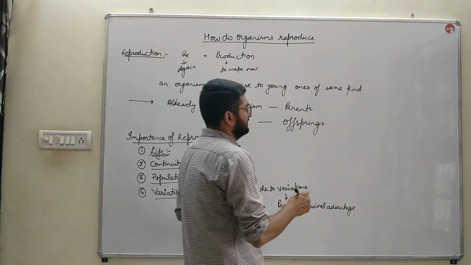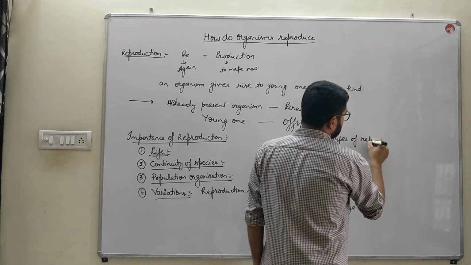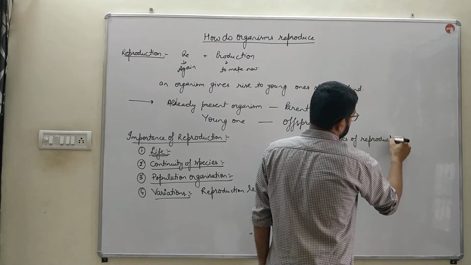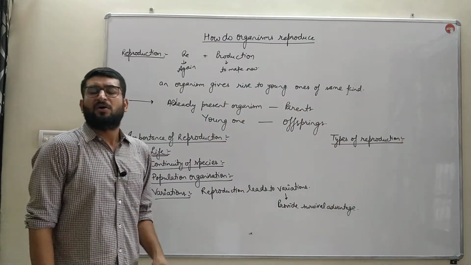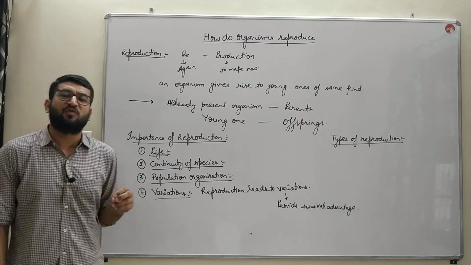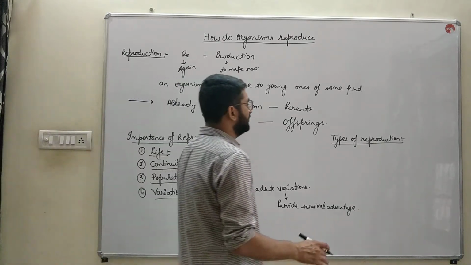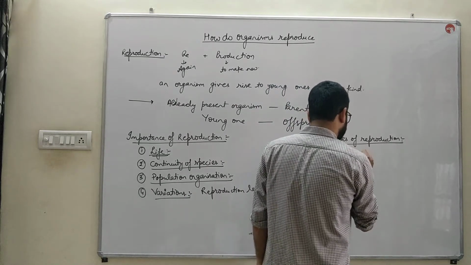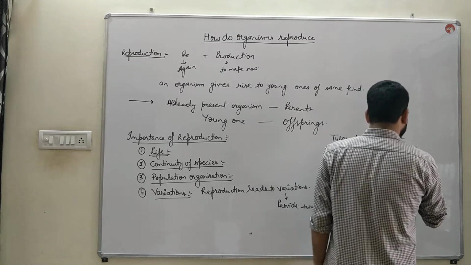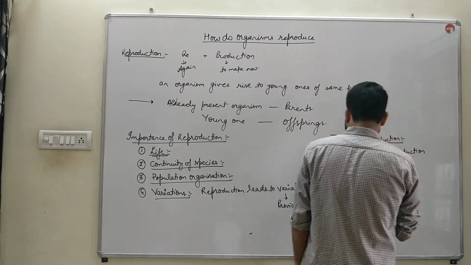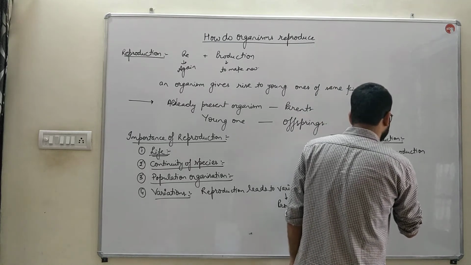Next we'll discuss types of reproduction. On the basis of whether parents are involved and the formation of gametes takes place or not, reproduction is majorly of two types. First one, asexual reproduction, and the second one, sexual mode of reproduction.